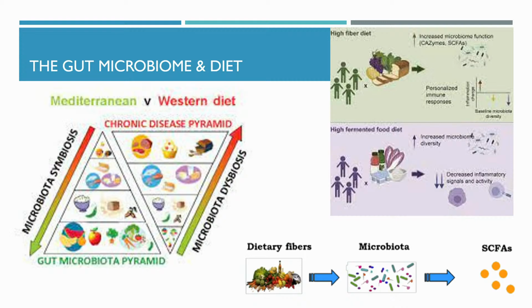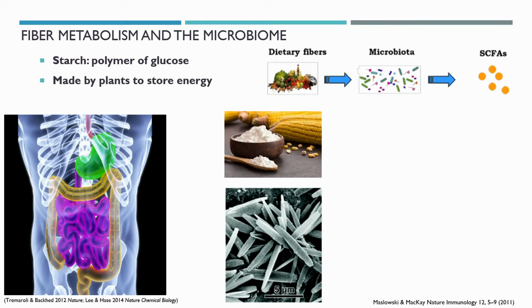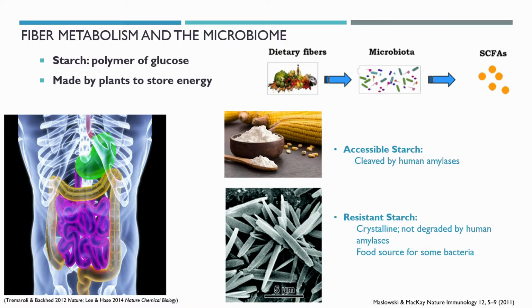One of the things I want to focus on is that the microbiota produces metabolites, and short chain fatty acids are an important one that we'll talk about. But just to help you understand why dietary fiber is important, starch is a really important one. Starch is a polymer of glucose, and it's made by plants to store energy. There are different types of starch: accessible starch and resistant starch.